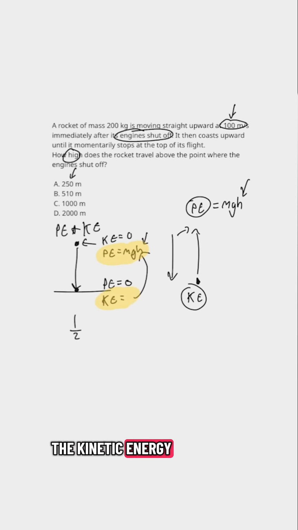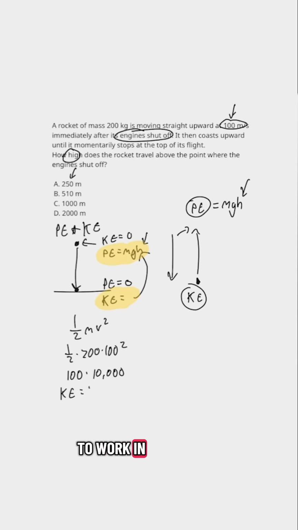First, let's find the kinetic energy by doing 1/2 mv squared. That comes out to be 1/2 times 200 times 100 squared. That gives us 100 times 10,000. So the kinetic energy comes out to be 1 million, but you want to work in scientific notation, so that's 1 times 10 to the 6 joules.